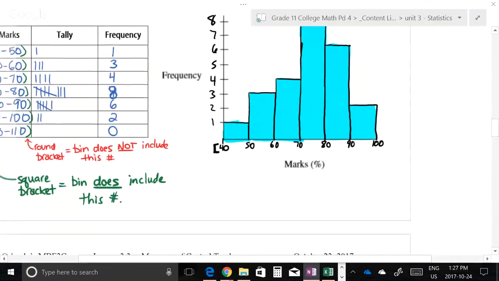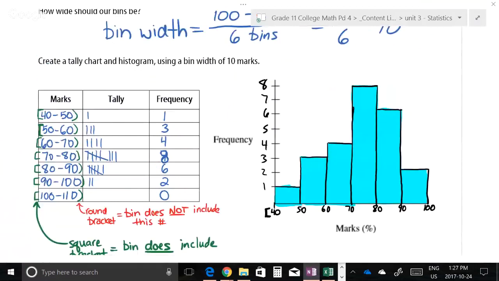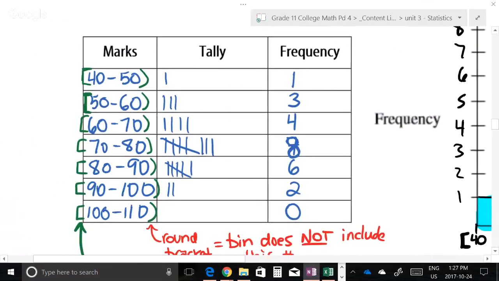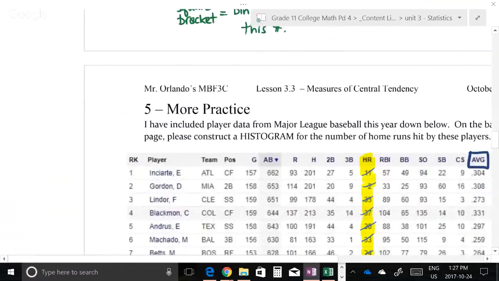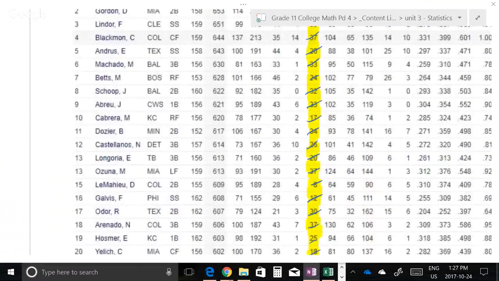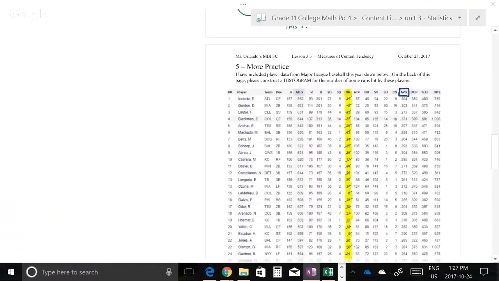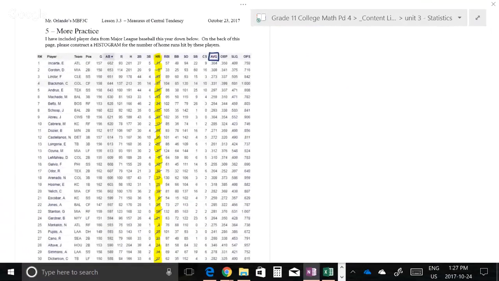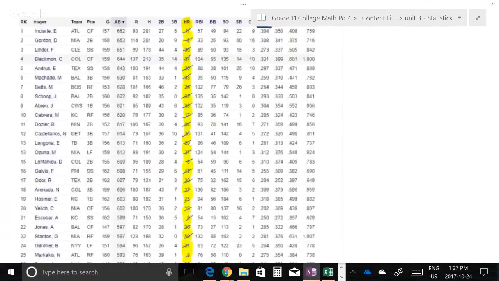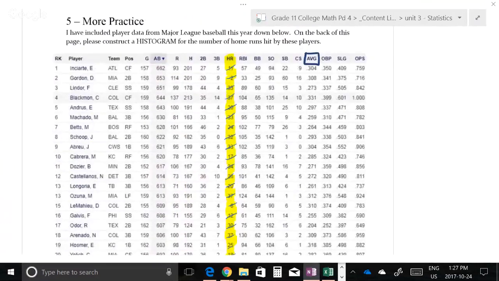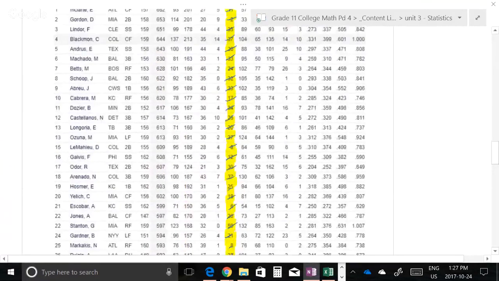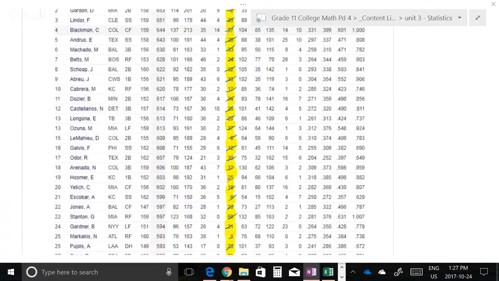So we looked at that. Now, in the case of marks, coming up with a bin of width of 10 makes perfect sense, right? It's just super easy. Then I gave you some really ugly numbers, right? So this is 2017 baseball stats. And we looked at home runs. And I said, let's make some there.